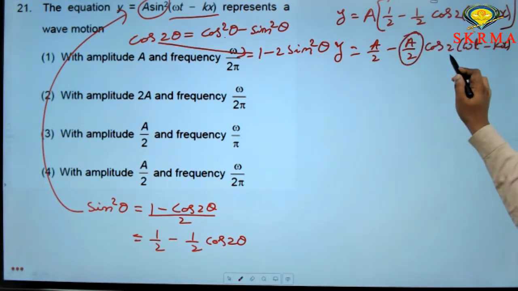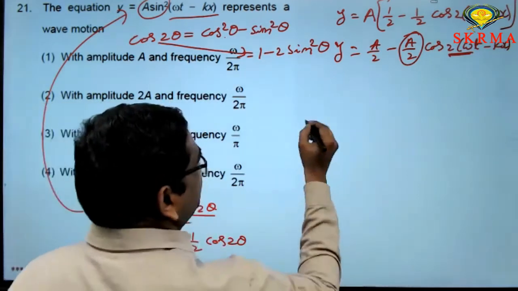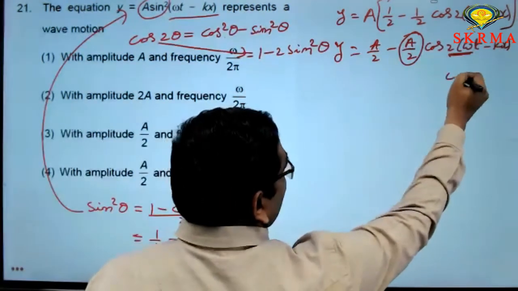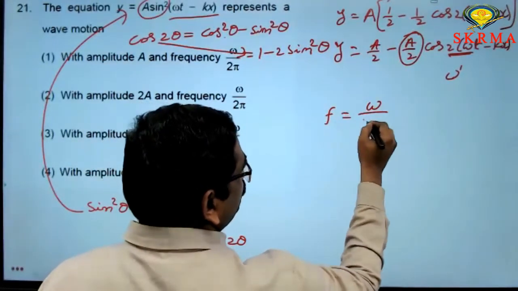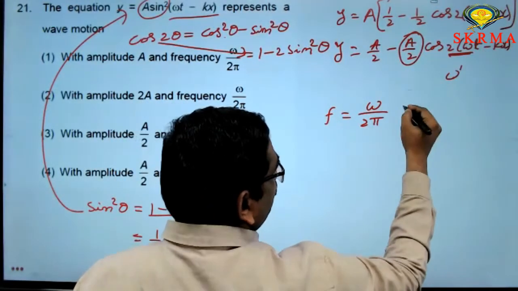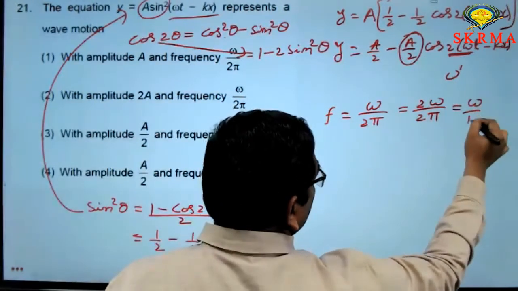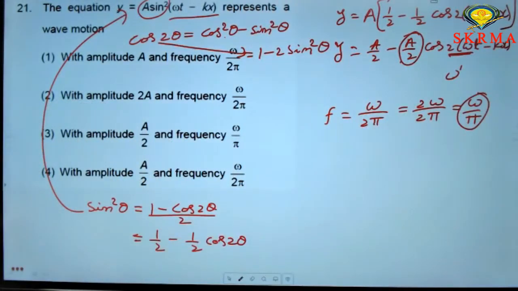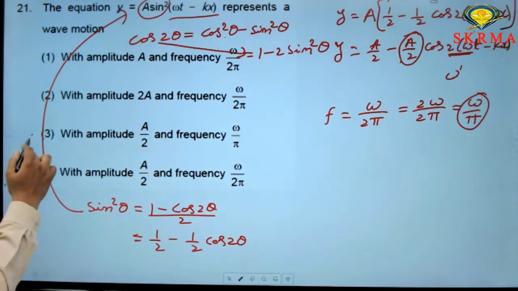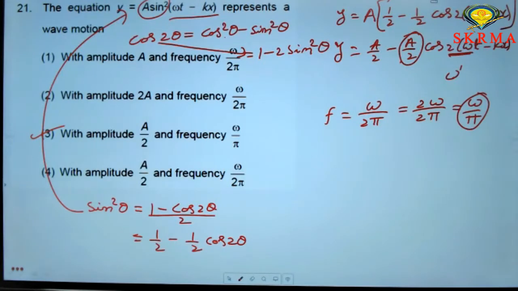Now what is the angular velocity? 2 omega. Angular velocity is 2 omega. So amplitude is A by 2, and for frequency, this is omega dash. So frequency f equals omega dash by 2 pi. What is the omega value here? 2 omega. 2 omega by 2 pi equals omega by pi. Omega by pi is the frequency. A by 2 is the amplitude. Third option. A by 2 is the amplitude, and omega by pi is the frequency.